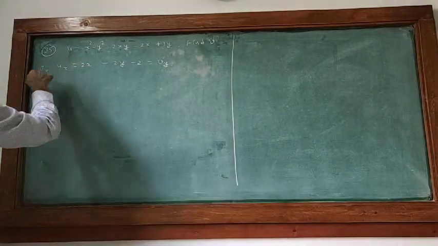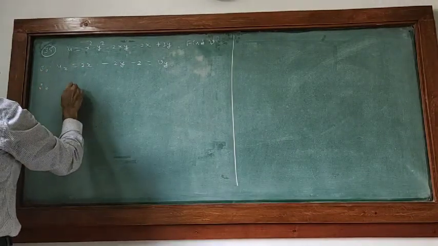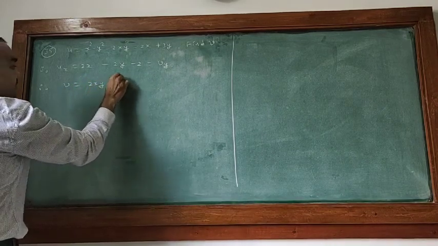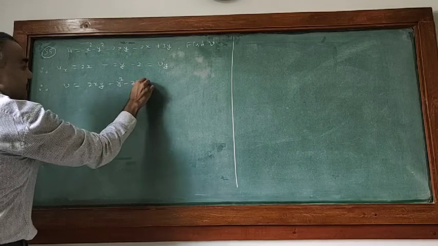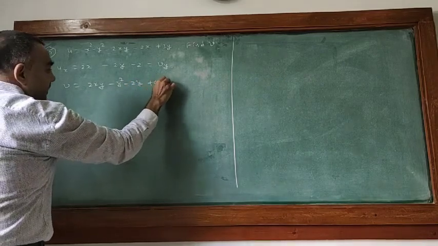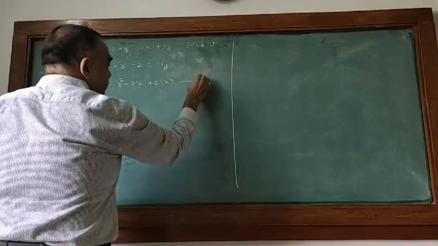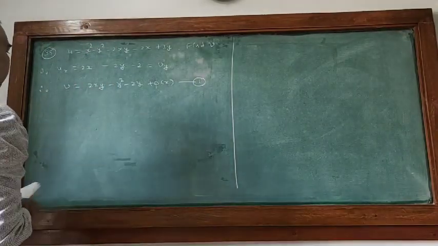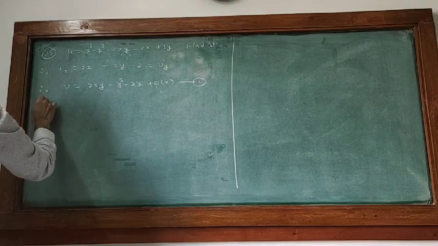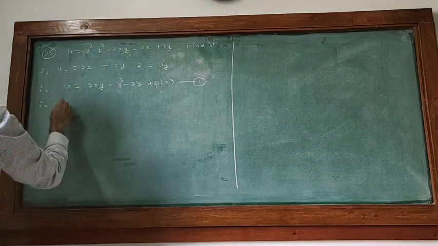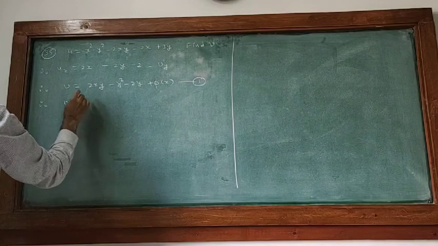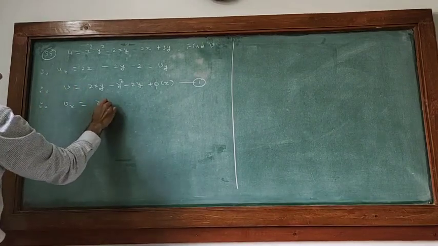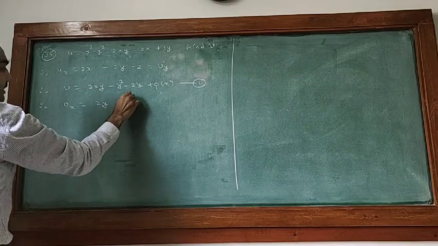Now integrate this with respect to y. So v equals 2xy minus y square minus 2y plus phi of x. Say this is equation number 1. Therefore, now we differentiate with respect to x. So this is 2y plus phi dash x.